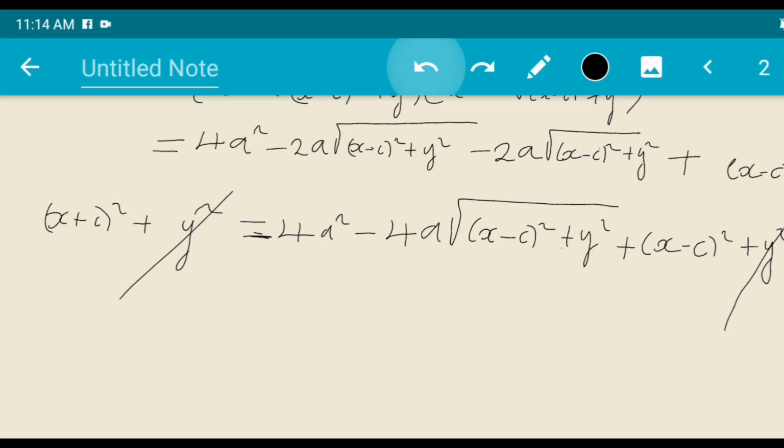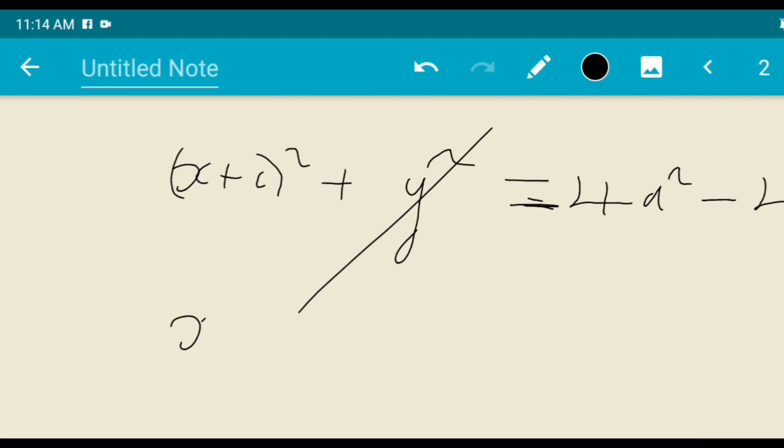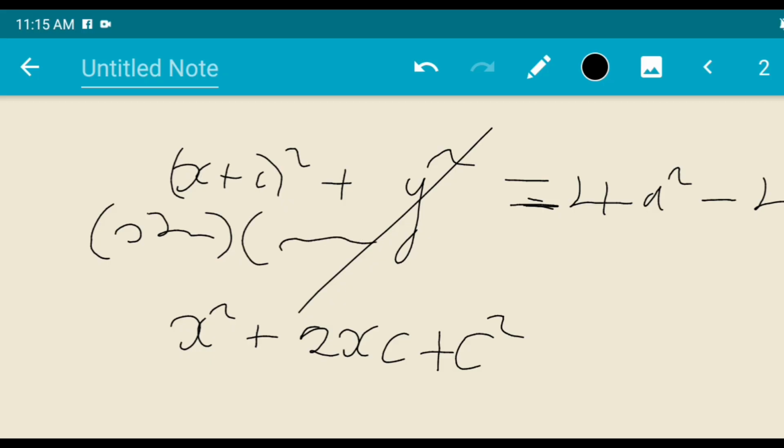When we expand what's on the left, we're going to have x squared plus 2xc plus c squared. Just as we discussed last time, in order for you to simply expand this without having to write them down here, you write down one, you close, you also write down the other here.